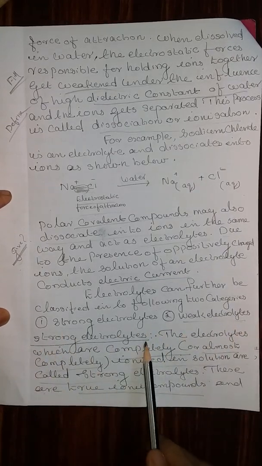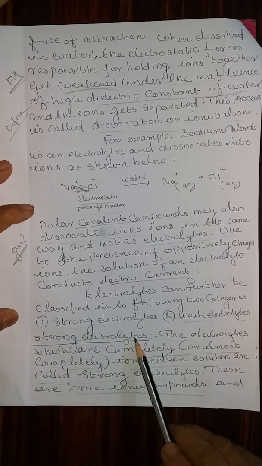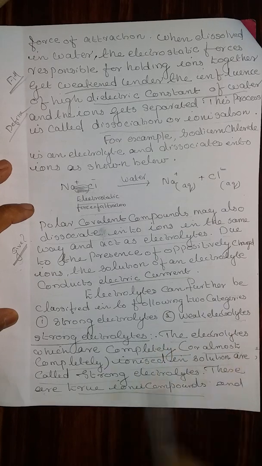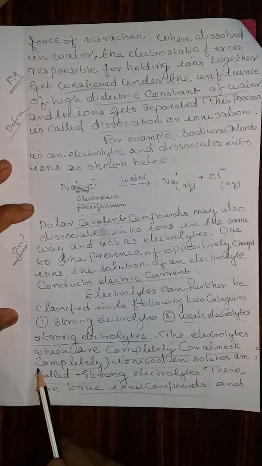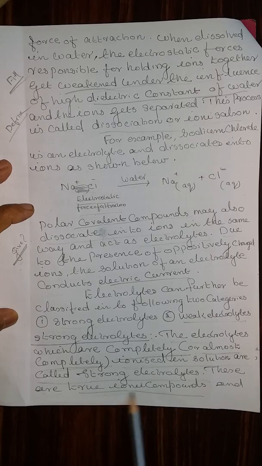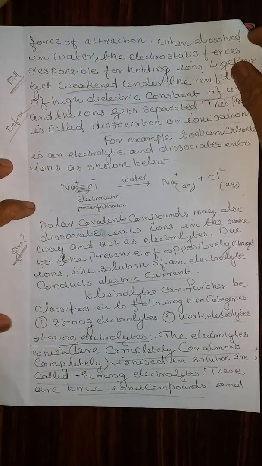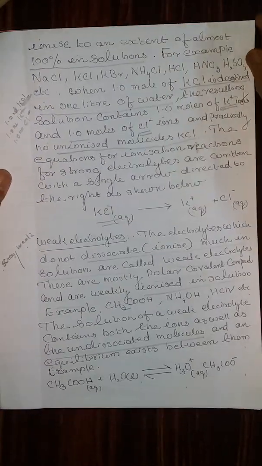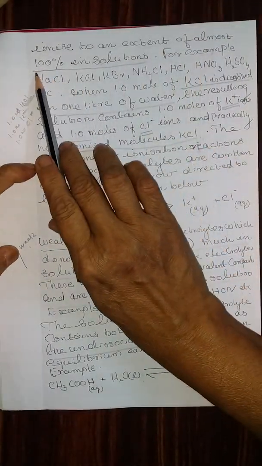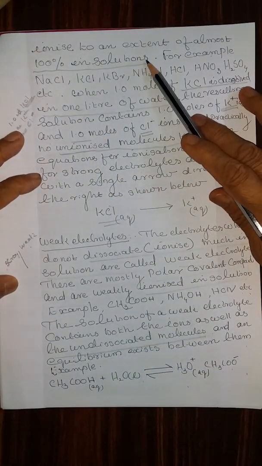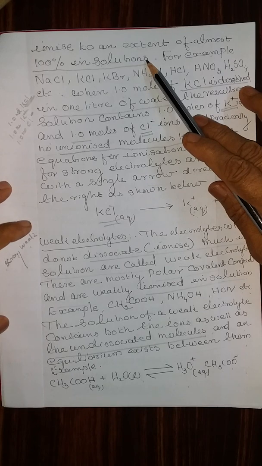Electrolytes can further be classified into the following two categories: strong electrolytes and weak electrolytes. Let us see what is a strong electrolyte. Strong electrolytes means they completely ionize. The electrolytes which are completely or almost completely ionized in solution are called strong electrolytes. These are true ionic compounds. That means they are ionized to the extent of almost 100%. There are no undissociated molecules in the case of strong electrolytes.